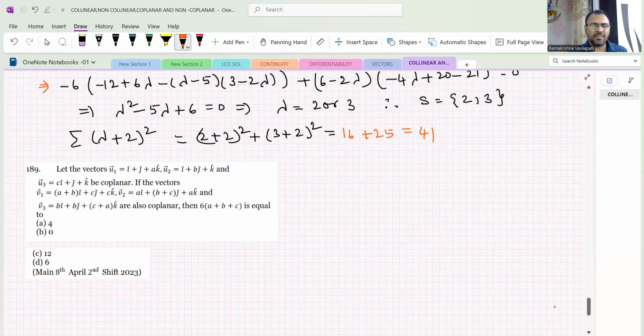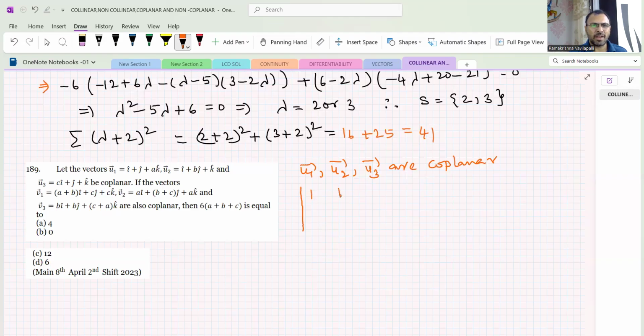And one more question is left. Here you see, this is also based on coplanarity. Here U1, U2, U3 are coplanar vectors. Okay, U1 bar, U2 bar, and U3 bar are coplanar vectors. So therefore, the determinant is equal to 0.